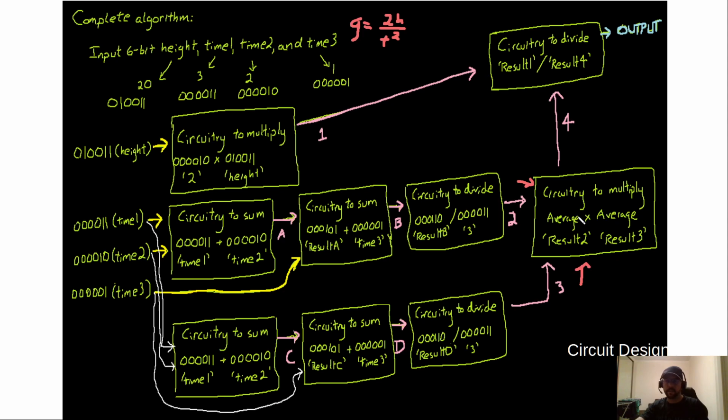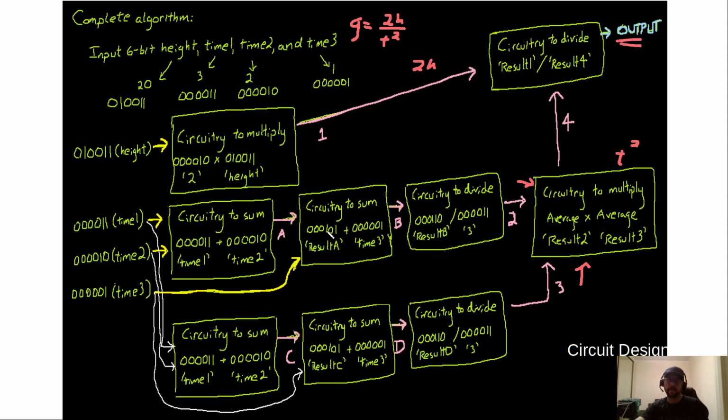And so what we're going to input into this circuit is the average value twice. And then this circuit is going to multiply those two average values. So working out with the numbers that we had, we're going to take 1 plus 2 plus 3, which is 6, divided by 3, which is 2. And so we're inputting 2 into here and in here, which is 000010 in 6-bit binary. So this represents t squared, basically. And this represents 2h. And we're going to end up inputting both of these into this last circuit that divides 2h divided by t squared and outputs the result.